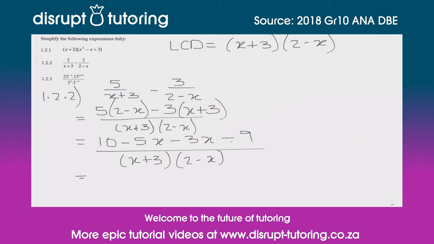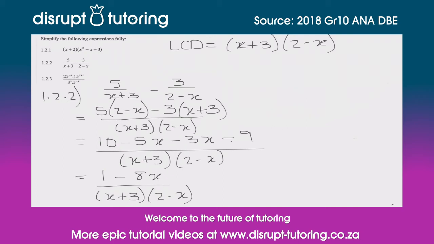Right, and now let's simplify our numerator. So we've got a 10 and a minus 9, so that's going to give us 1. And then minus 5x minus 3x gives us negative 8x. And that we're going to put over our lowest common denominator of (x plus 3)(2 minus x). And we can't do anything further.